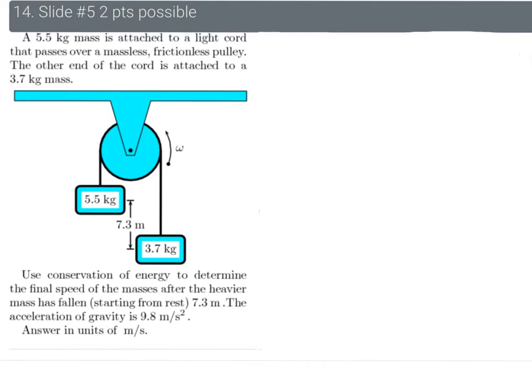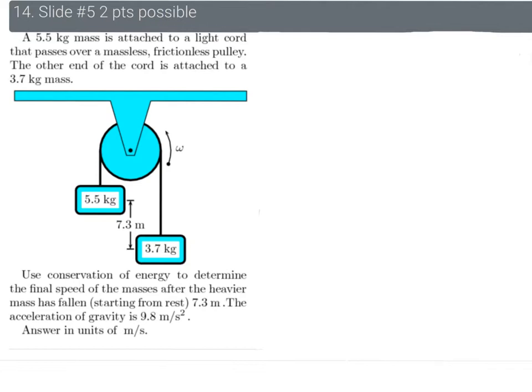Alright, yet another throwback question. So this is an Atwood machine. It's one we've done before where we solve for acceleration of the system. And we could solve for acceleration and then use distance to figure out what the final velocity is, but here they're having us try to do it using conservation of energy. And so we should see that it's a little bit easier to do, at least it's fewer steps.